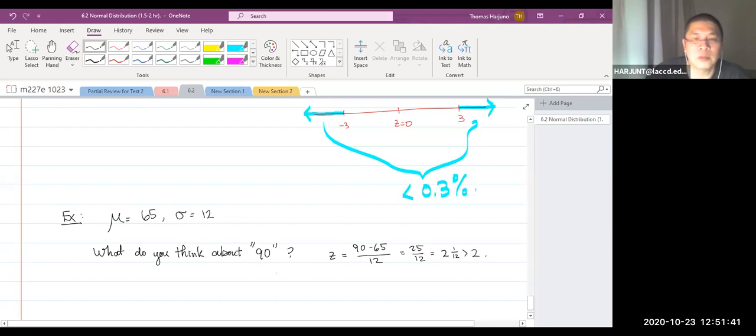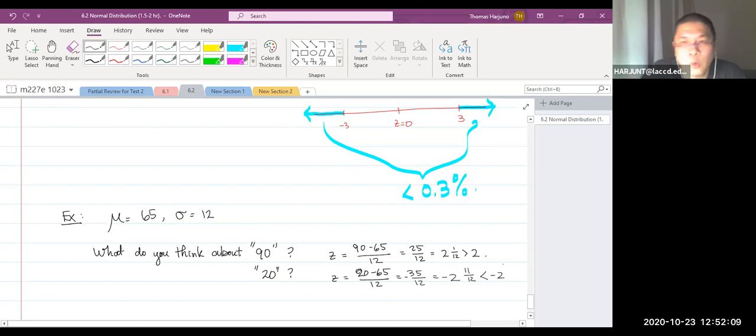But at the same time, if you have somebody getting, let's say, 20, believe it or not, you can say the same thing about this person. 20 minus 65 over 12, that's negative 35 over 12, that's actually negative 2 and 11 over 12. That's less than negative 2.